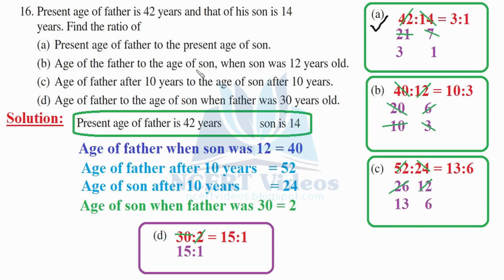Second, age of father to age of son when son was 12 years old. So when the son was 12 years old, it means father is 40 years old. How? Well, the difference between 14 and 12 is 2. Now we have to subtract 2 from father's age. So 42 minus 2 is 40. Now writing the values, 40 is to 12. 2 20s are 40, and 6 2s are 12. And 10 to the 20, 3 to the 6. Simplest form is 10 is to 3. This is your required ratio.